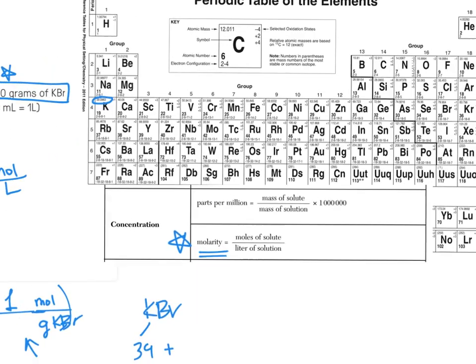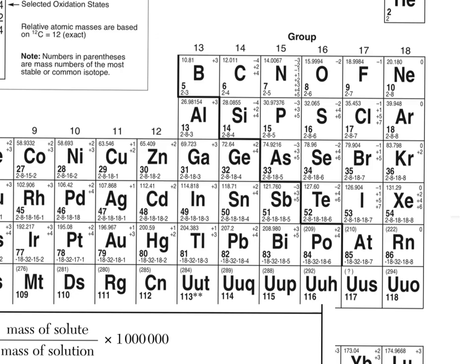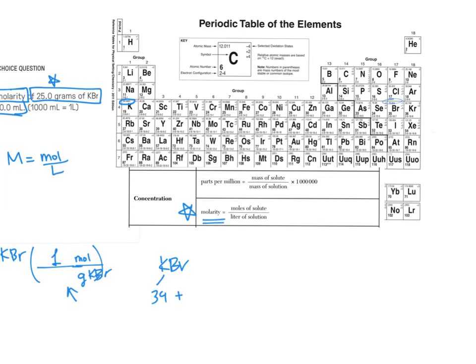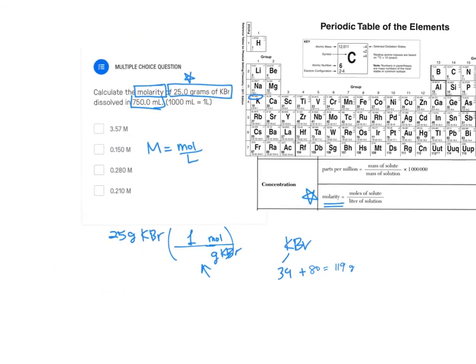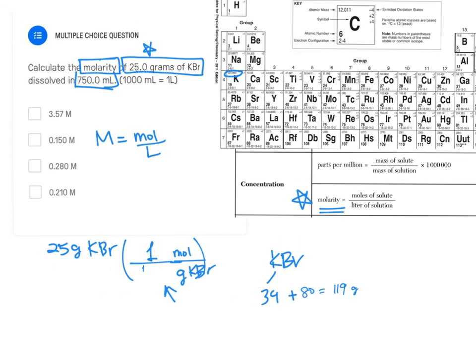Bromine has mass of 79.9, which is approximately 80. So I'm going to put 80 here. 80 plus 39 is going to give you approximately 119 grams per mole. So I'm going to put that information here, 119 grams of KBr.